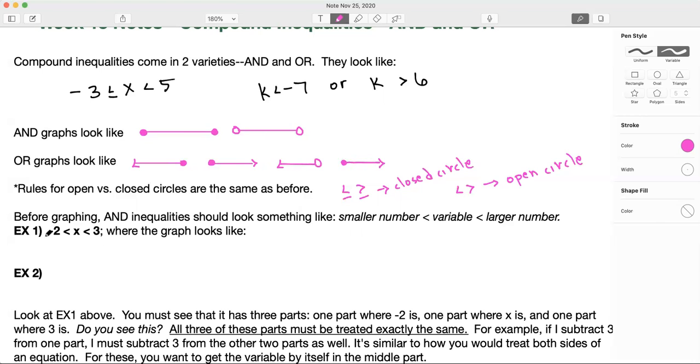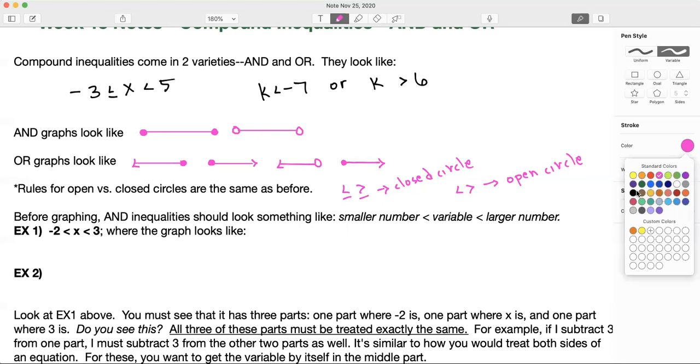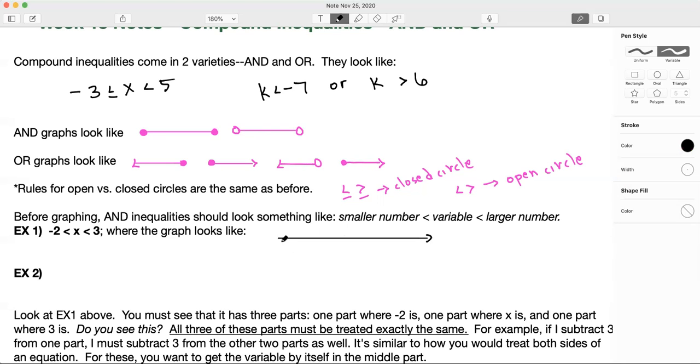And the graph of this "and" inequality looks like this on our number line. Actually, let me get a different color. So we have our number line. And we have two numbers on this inequality. We have one at -2, one at 3. So you'll put two numbers on your graph. So go do that.